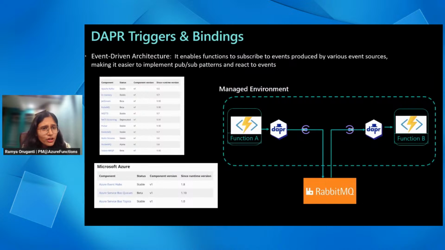Right. So moving on to the next slide. As you can see, the Dapr extension with functions can also be used to subscribe to events produced by various event sources. So it makes it easier to implement pub/sub patterns and also react to events. Producers send messages to queues and topics, and function apps enabled with the Dapr extension can be triggered to consume these messages. So in this case, the function app with the Dapr extension can be used in the context of a producer or a consumer.